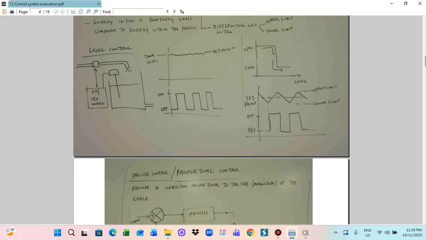So in on-off control, we use an upper and a lower limit. When this limit is too large, we make it a controller. Level control and differential control are used when precise process control is not required, or the process has a large capacity. We don't need much control, so we can utilize the on-off control and the differential gap control system.